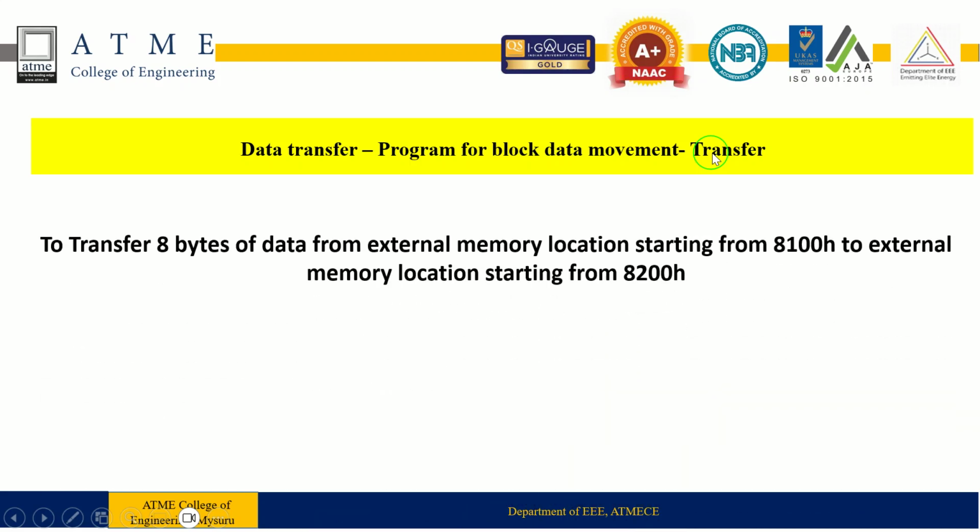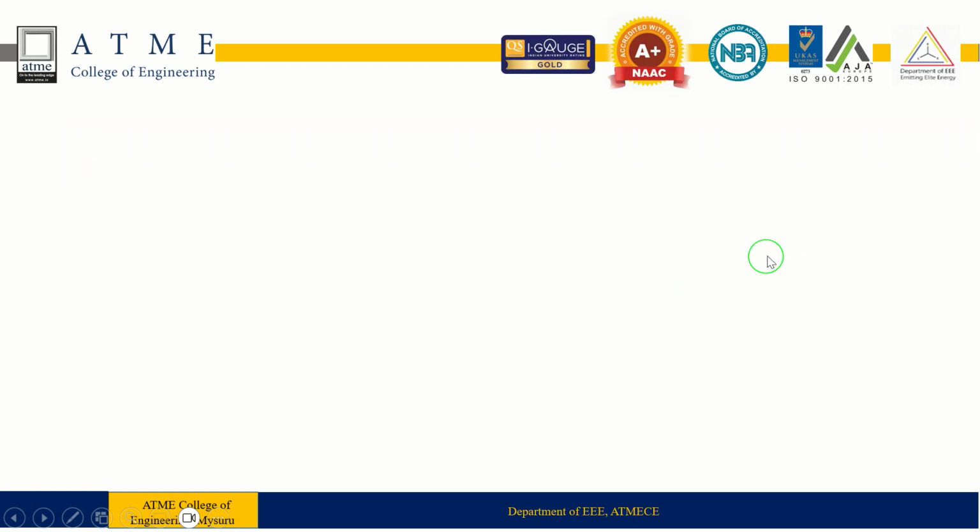The aim of this program is to transfer 8 bytes of data from one external memory location, that is 8100H, to another external memory location, that is 8200H. These two are the addresses, or containers, wherein you can save the data. To execute this, the Keil Microvision 3 platform is used.